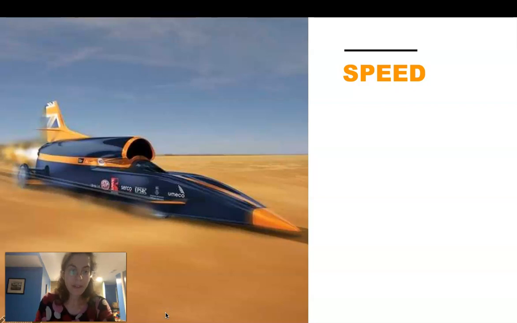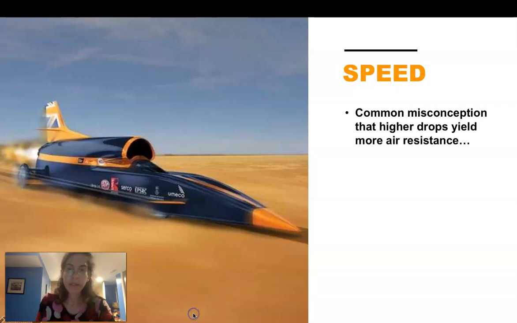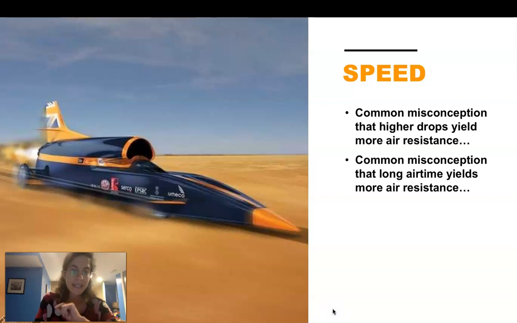The final variable here is speed. Speed is the most important variable we have in terms of air resistance. This is the source of the common misconception that if you drop something off a much higher roof, the extra drop height is going to give you more air resistance. No, it's not the drop height. It's not even the longer air time.